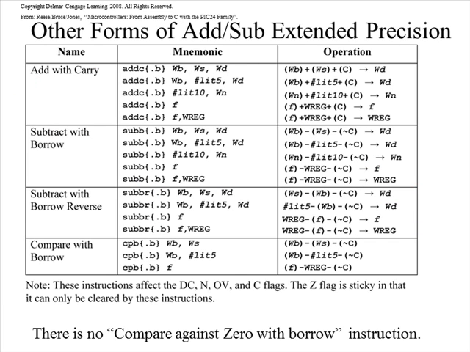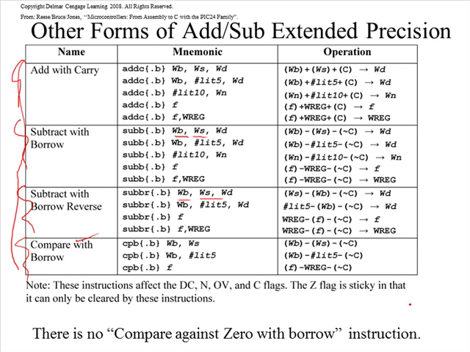Here are some other forms of add with carry, subtract with borrow. Here are some forms for subtract with borrow reverse. What reverse subtraction means is that, recall, subtraction here does WB minus WS. This is going to do reverse. It's going to say WS minus WB. There's also some compare with borrow forms. We'll use these when we're comparing 32-bit operations.